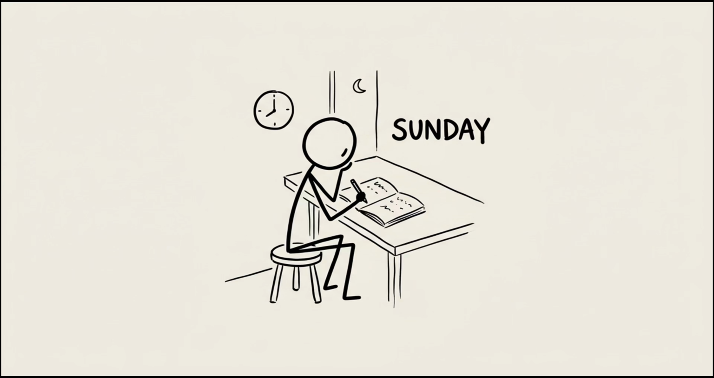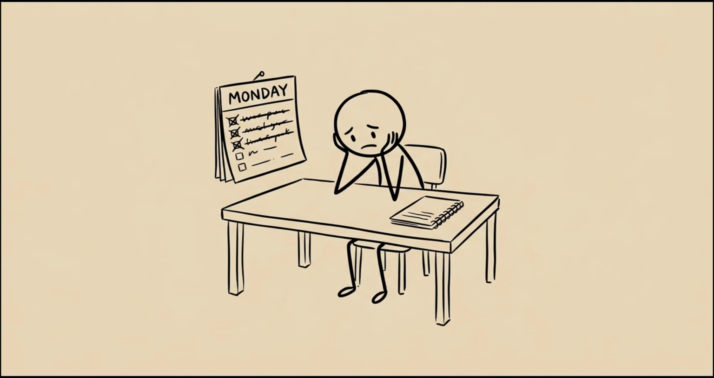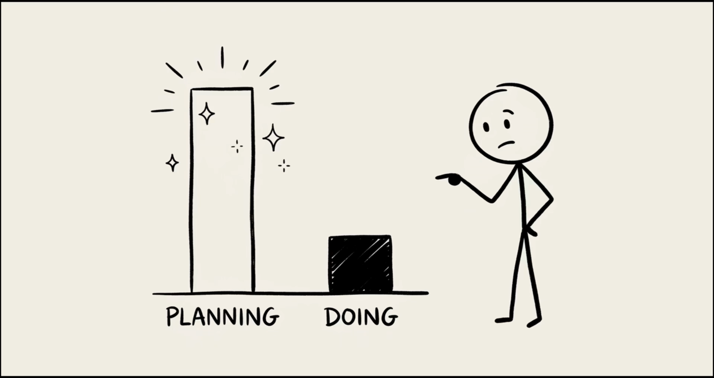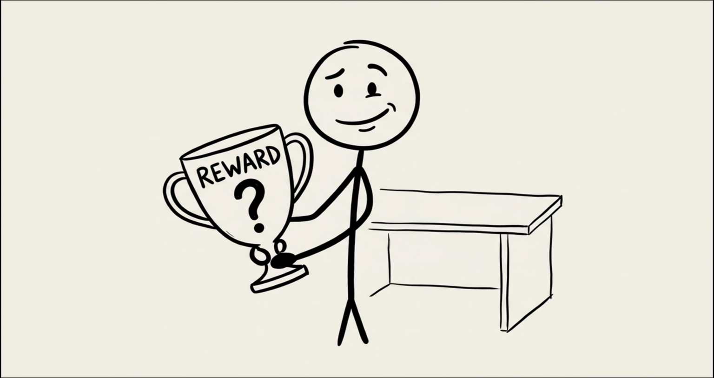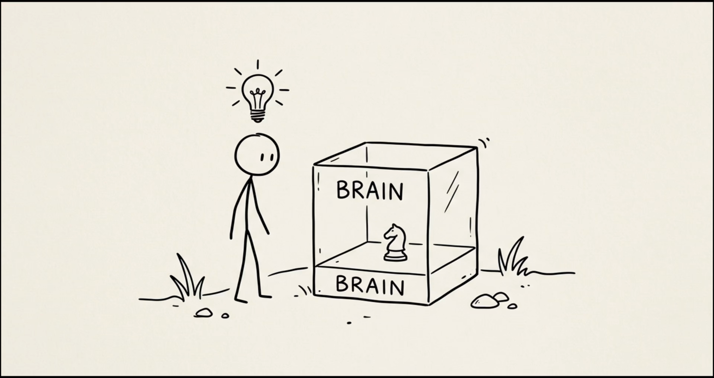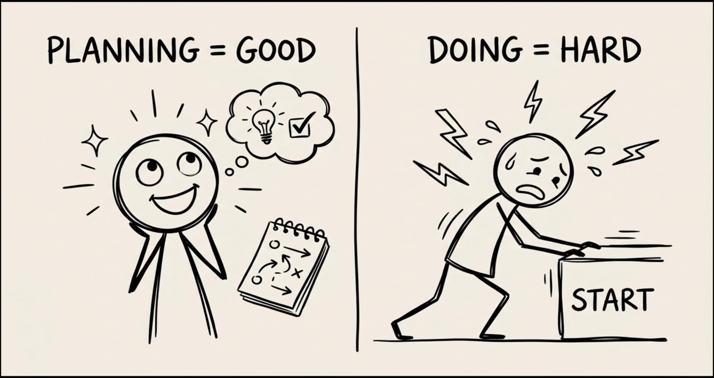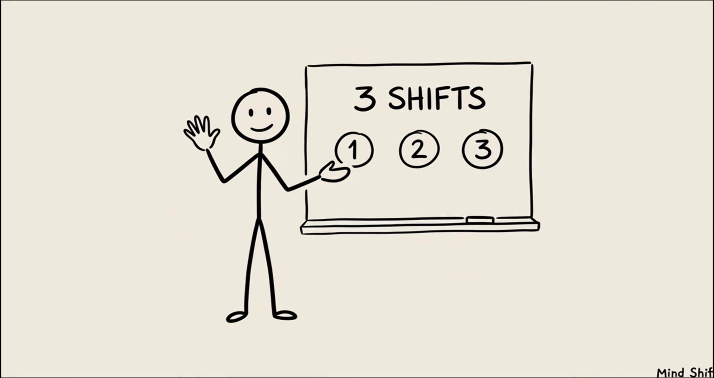You ever planned your entire week on a Sunday night? New notebook, color-coded schedule, feeling like you were already winning. Then Monday hit and somehow almost none of it happened. Here's the part that really gets me. The planning felt better, like a reward for effort you hadn't put in yet. That is not a personal failure. That is your brain chemistry. Once you understand it, you can stop getting played by your mind. By the end of this video, you'll know the exact neurological reason planning feels so good, and why doing feels so punishing. You'll have 3 concrete shifts to break the cycle.